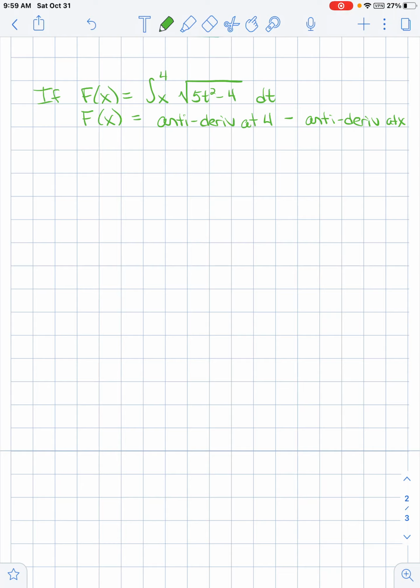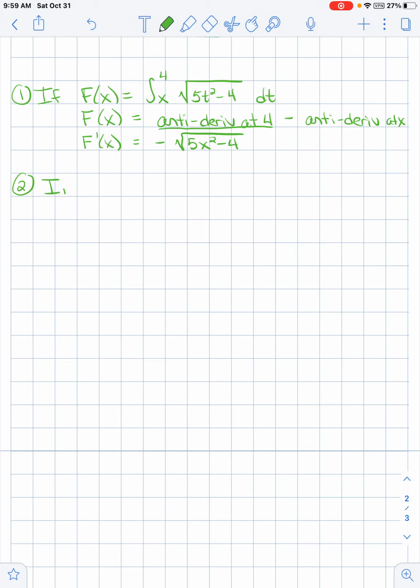Okay, now it's time to find the derivative. The derivative of this is just a constant. We plugged 4 in. The derivative of that constant would be 0. And then what that would leave us with is the negative of what we started with. You might have already known that, but I just wanted to write it out. Okay, what about a problem like this?